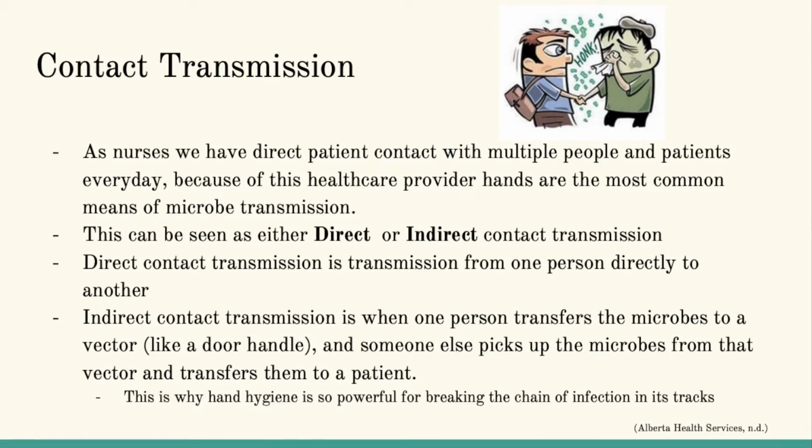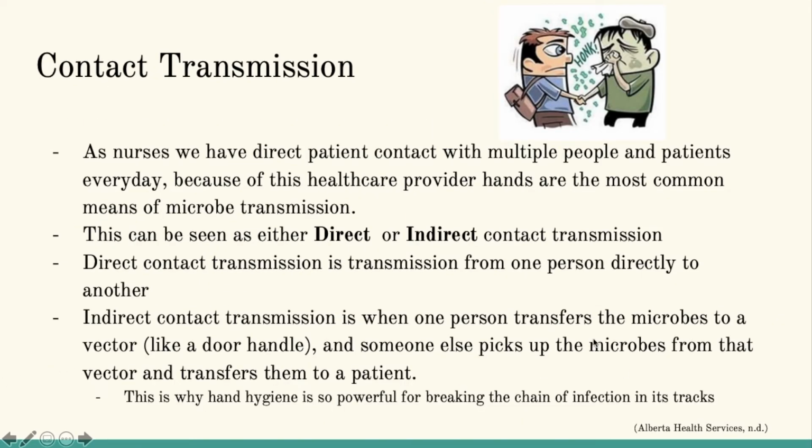Or doorknobs. So yeah, this can be seen as direct or indirect contact transmission. Direct contact transmission is from one person directly to another person. And indirect transmission is the use of a vector like a door handle, where you transfer microbes to an object, and someone else picks up the microbes from that object and transfers it to a patient or themselves.